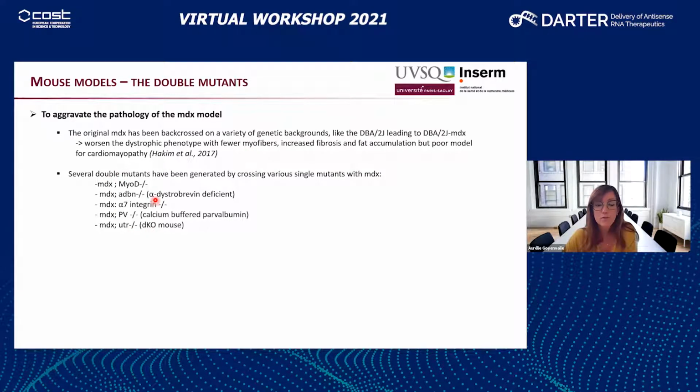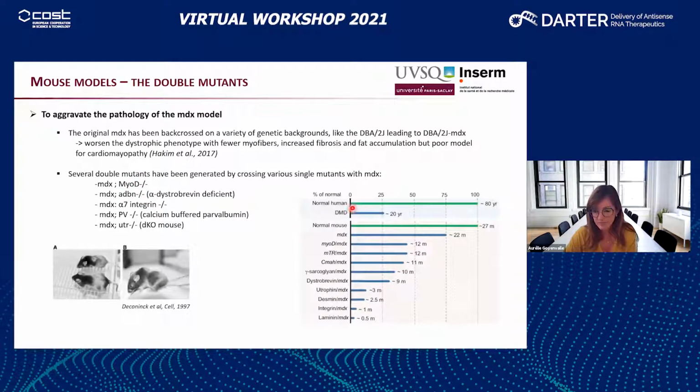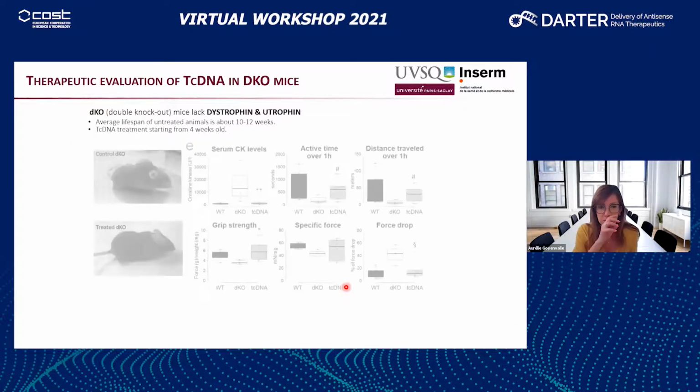There have also been a lot of double mutants created. The MDX is only mutated in the dystrophin gene, but people have crossed them with mice that were invalidated for MyoD or dystrobrevin or integrin. This is from a nice review on the animal models, where the lifespan of human patients is schematized, which is fortunately a little bit higher now. You can see here the different models, where the MDX does not really have a reduced lifespan compared to all of these different models. One of the double mutants that has been quite widely used is called the double knockout, an invalidation of the utrophin gene as well. It's approximately 3 months, and we've used them also with tricyclo.